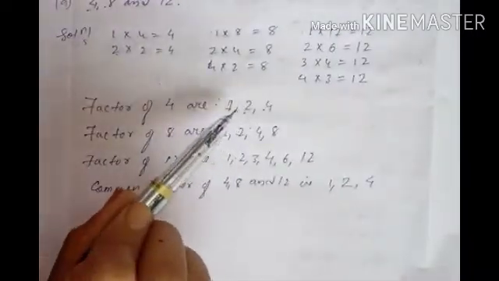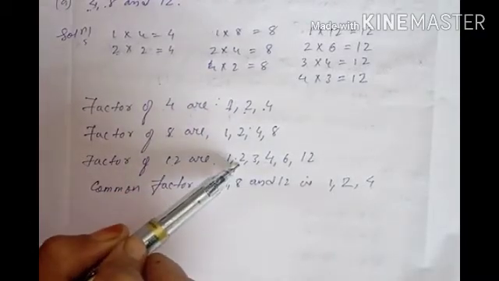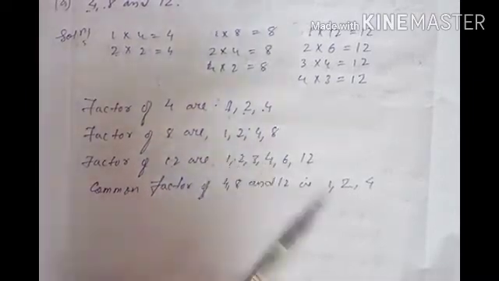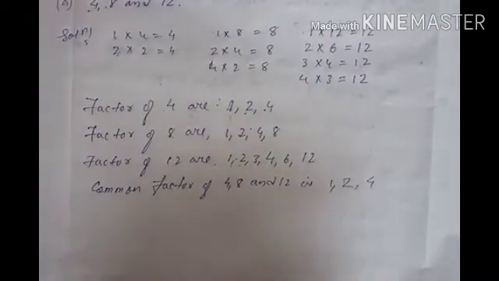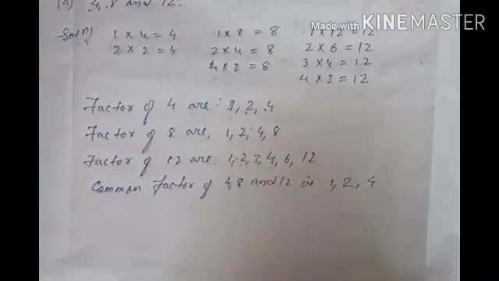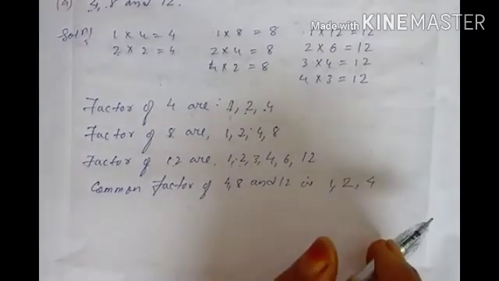If a number is common in only two terms and it is not in the third, then that number will not be a common factor. It should be in all three numbers, then only we can say that number is a common factor. Now here 1, 2, 4 are the common factors of the given numbers 4, 8 and 12. In this way you have to find the common factors.